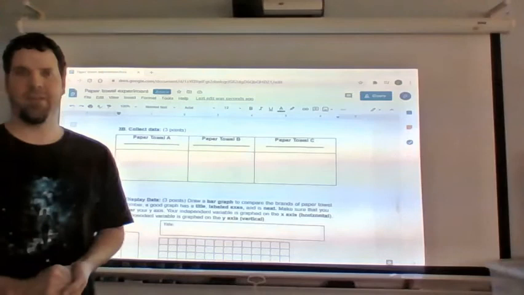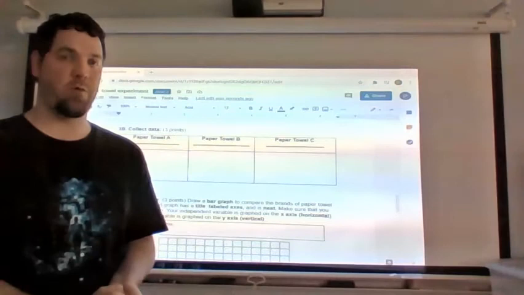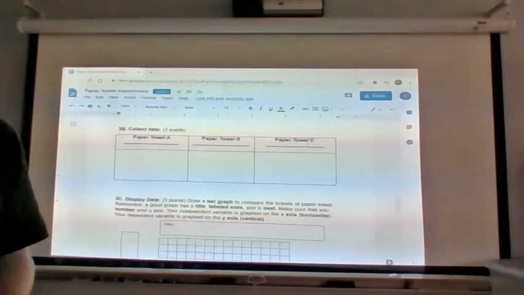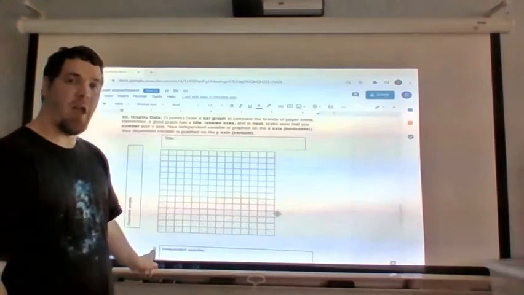So pick your three favorite brands of paper towels, and you're going to put the data for these right here. Whether that's the pennies test or the absorbency test, you're going to put the data that we collected there. We're also going to make a graph. Y-axis here, the number of pennies or the grams of water absorbed. And the x-axis down here, where we're going to put brands of paper towel.